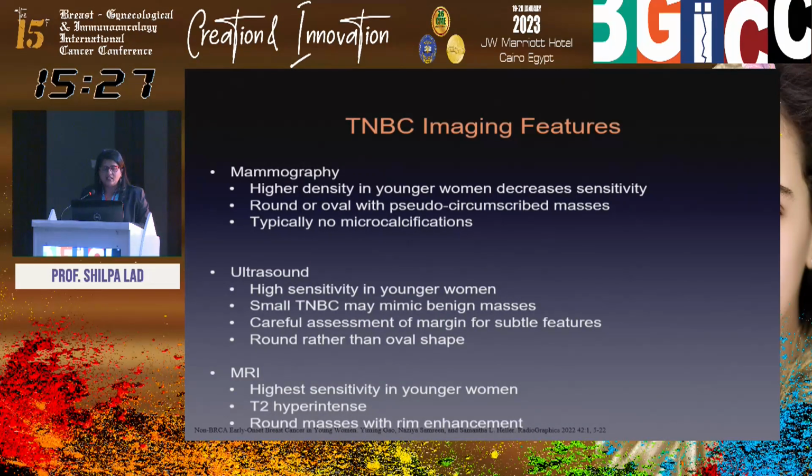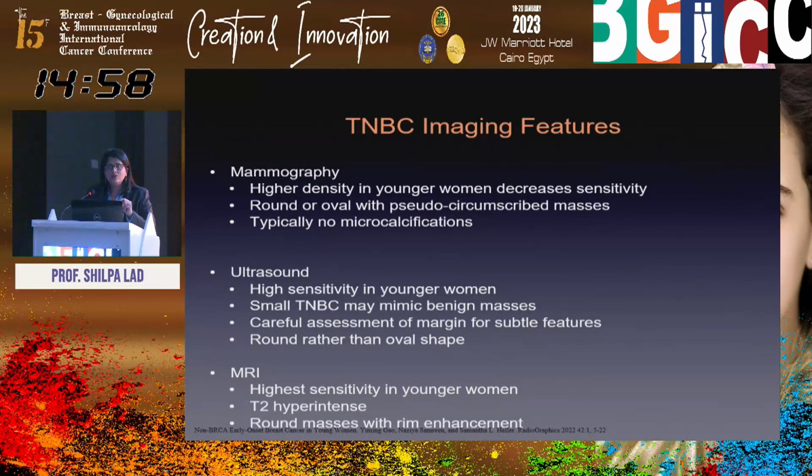Triple negative cancers. What are the imaging features? On mammography, these are the women who have dense breast. But within the dense breast, we tend to see round or oval masses with pseudo-circumscribed margins. They typically don't have microcalcifications. Ultrasound has a higher sensitivity simply because in younger age group, the mammogram is denser. But be aware, small TNBCs can mimic fibroadenomas.